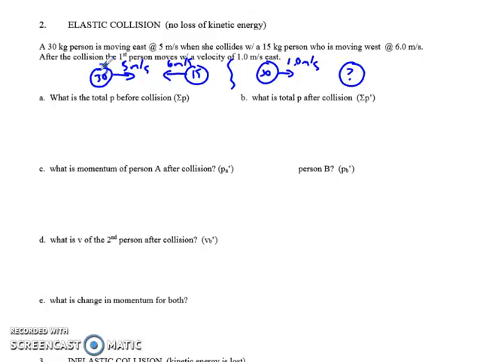All right, so we just have to add these both up. We should show work, but I'm going to do shortcuts here. So A is going to have a momentum. PA is going to be 30 times 5, or 150 units. I'm not going to put units here. And PB is going to be 15 times negative 6, negative 90. So the total would be positive 60 units of momentum.